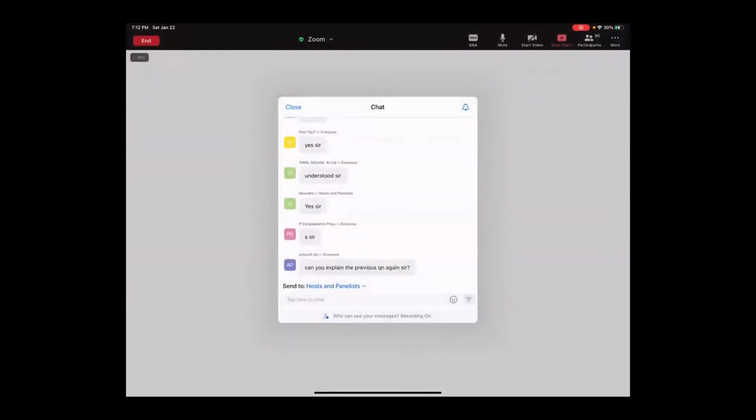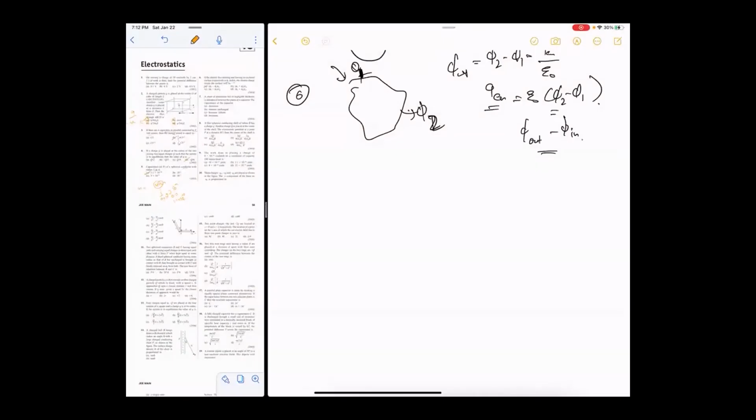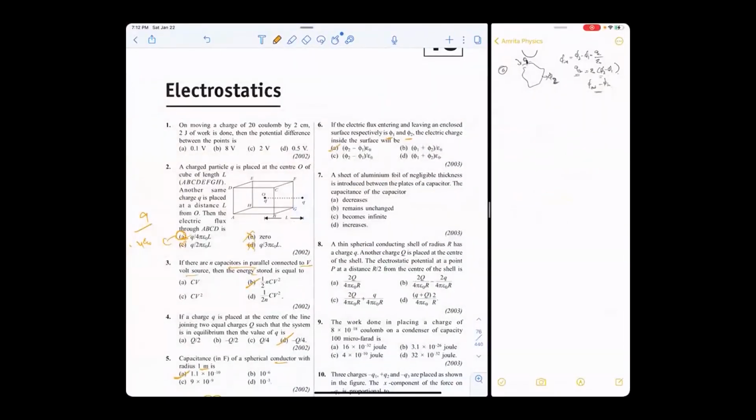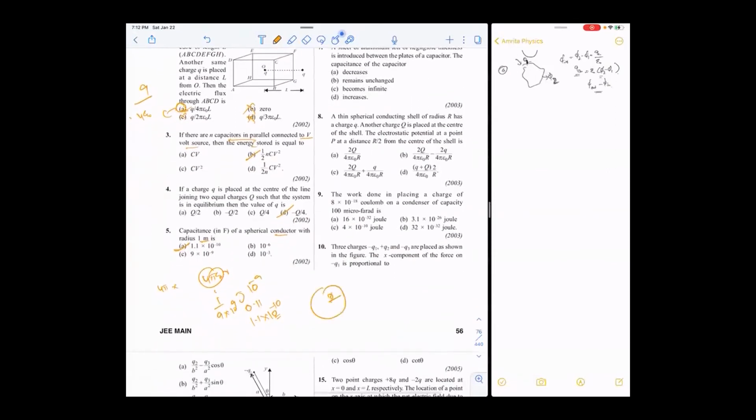Which question number? Achyut. 5. For a spherical conductor, if there is a sphere of radius r, its capacitance is given by 4 pi epsilon naught r. This is the formula for a spherical capacitor. So 1 by 4 pi epsilon naught value is 9 into 10 power 9. So 4 pi epsilon naught is 1 by 9 into 10 power 9, and the radius is 1 meter. He gave 1 meter. So 10 power 9 goes to the numerator: 10 power minus 9 by 9. 1 by 9 is 0.11 into 10 power minus 9. It is 1.1 into 10 power minus 10 farad.